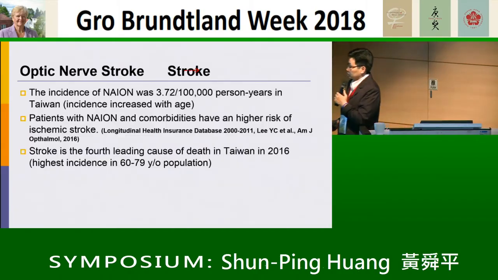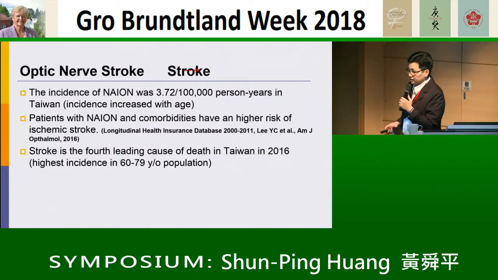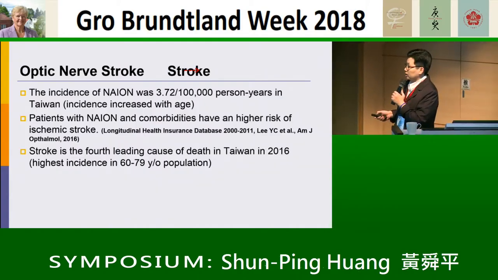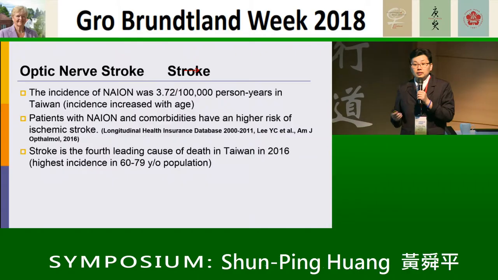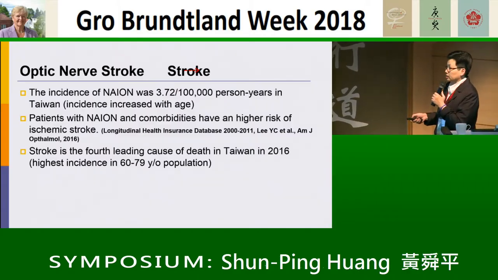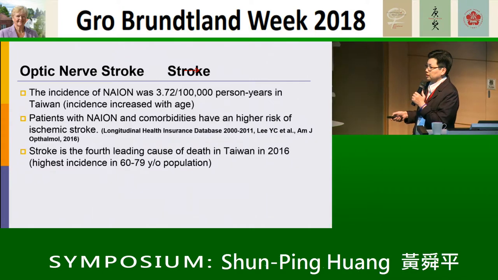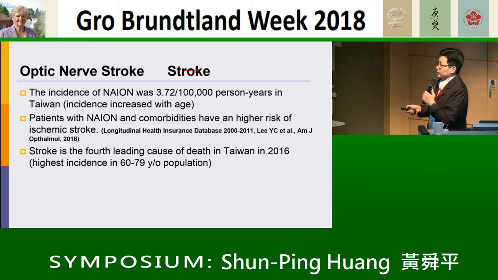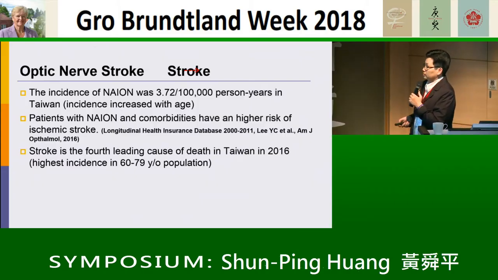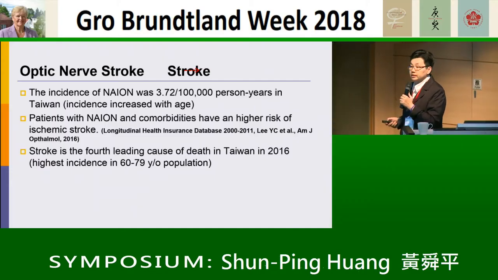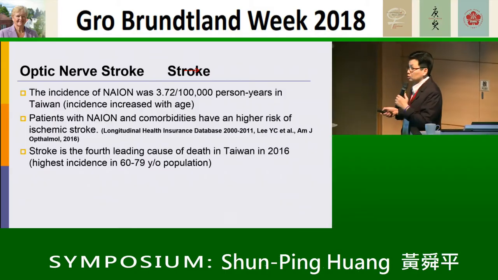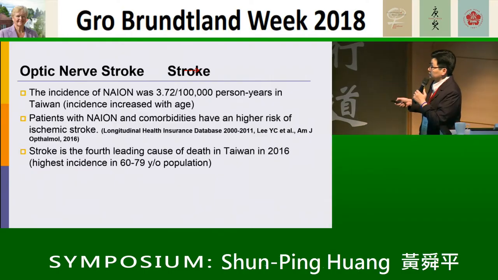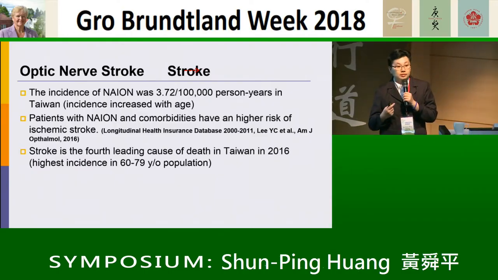In 2016, a study based on the Taiwan National Health Insurance database took 1 million enrolled people from 2000 to 2011, about 11 years. They found the incidence of NAION was almost 4 per 100,000 person-years in Taiwan, similar to worldwide. But the incidence increases with age. Over 60, the incidence goes up to about 16.